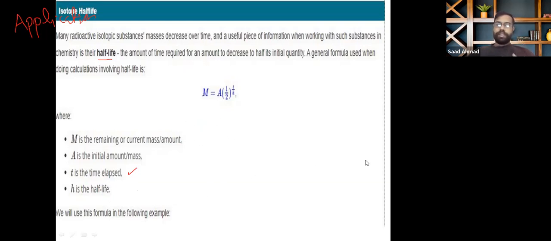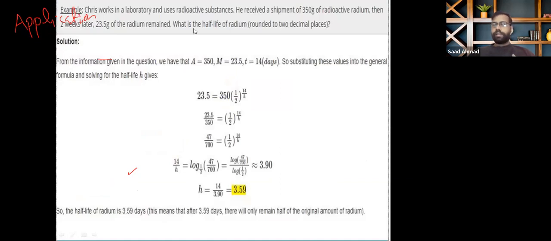So let's see an example here. Okay, Chris works in a laboratory and uses radioactive substance. She receives a shipment of 350 grams of radioactive radium. Then 2 weeks later, 23.5 grams of radium remained, right? What is the half-life of the radium? So she got 350 grams, but after 2 weeks, she's left with 23.5 grams. She did not use it.